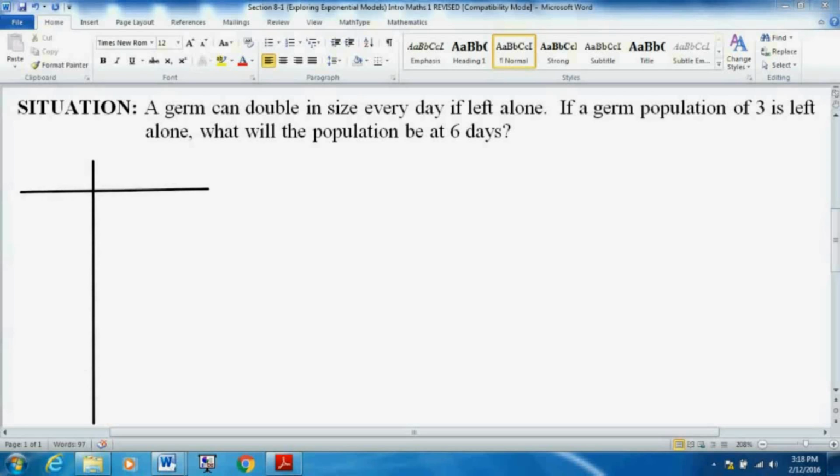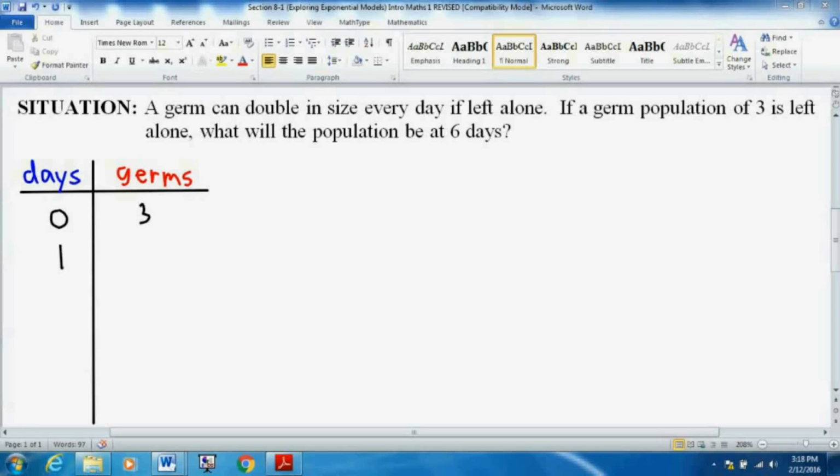What we're going to do first is take some time now to organize our data by making a table, and we're going to label our table. When we label our table, we want to make sure we use units properly. So we're going to put the number of days, and then we're also going to put the germs. That is to say, we'll keep track of the number of days that are elapsing and the germ population that is occurring. So at 0 days, we have 3 germs.